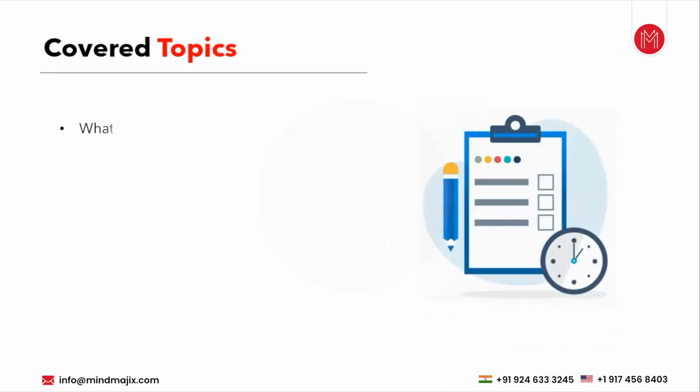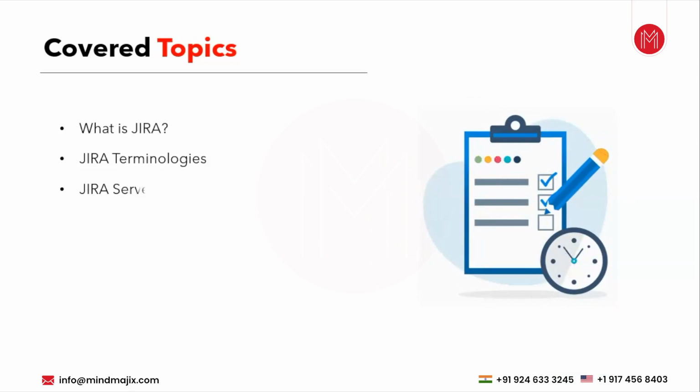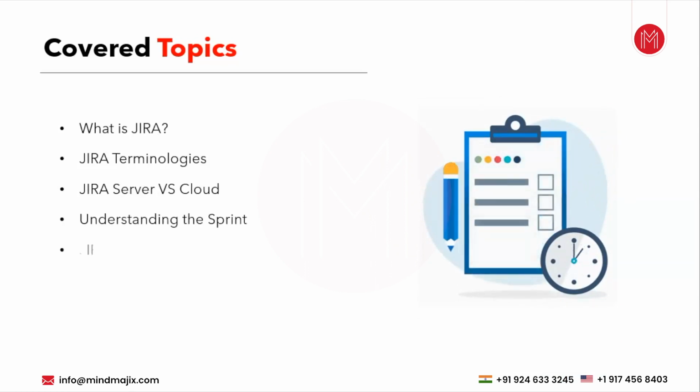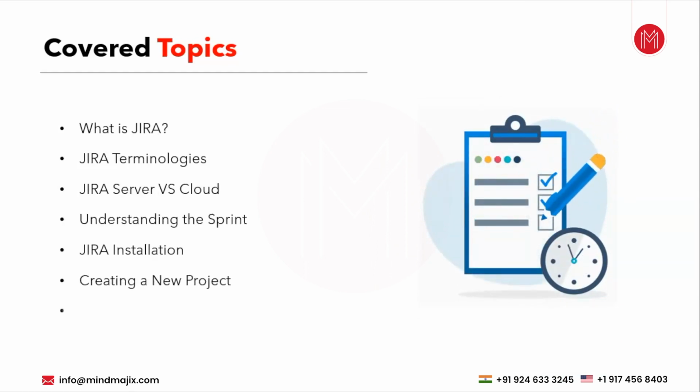Now, without further delay, let's get started with the agenda for today's session. Firstly, we will get started by understanding what exactly is Jira. Followed by that, we will understand the detailed terminologies of Jira. Later, we will have a head-to-head comparison of Jira Server against Cloud. Followed by that, we will understand what exactly is a Sprint and its terminologies. Next, we will learn how to install Jira on your local system, which is a Windows operating system. Followed by that, we will create a new sample project to understand how exactly Jira operates and functions. And next, the most important point of today's session, which is Jira's administration.